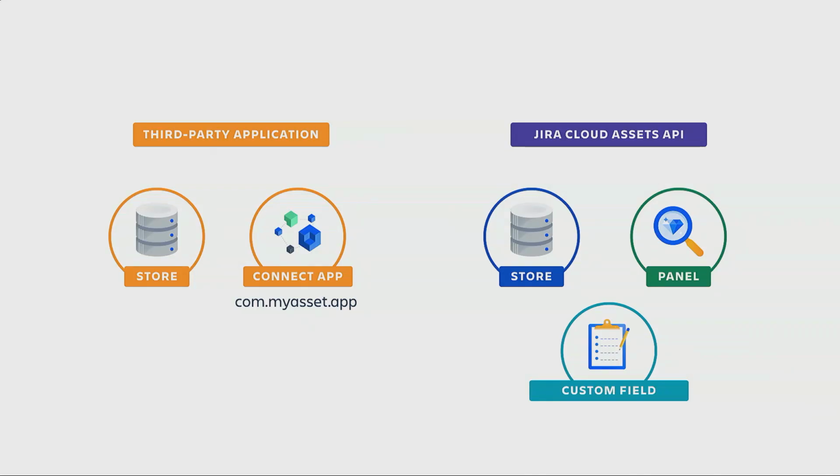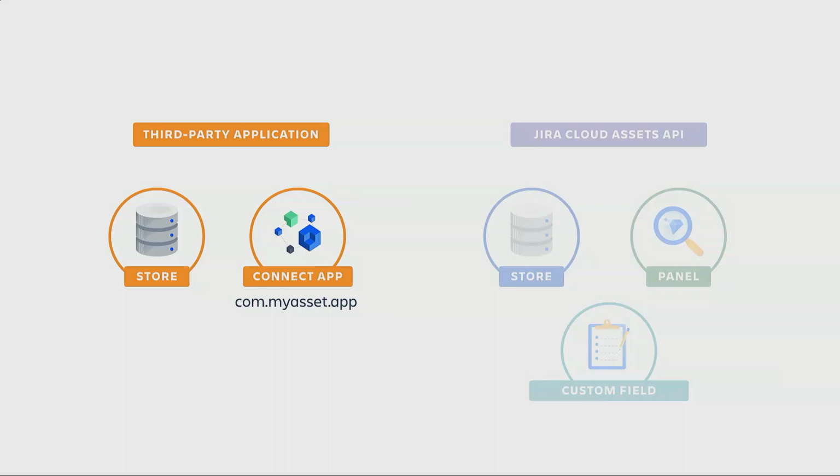When you're building this experience, there's kind of two sides. There's our side and your side. This is really, truly a partnership of integration. On your side, all you need is a Connect app. In this case, we'll use the key com.myasset.app to reference your Connect app where it's mentioned, and a store of information of assets. And this can be any kind of data store, but presumably you have some knowledge sitting somewhere that you want to bring into Jira.